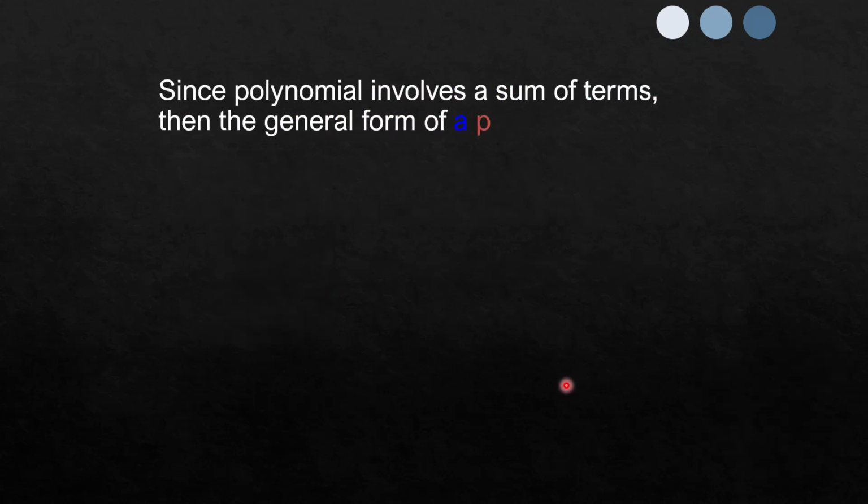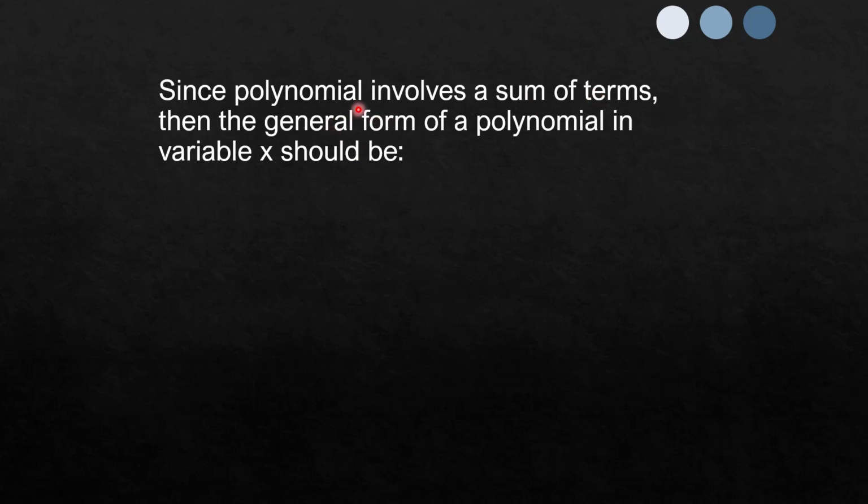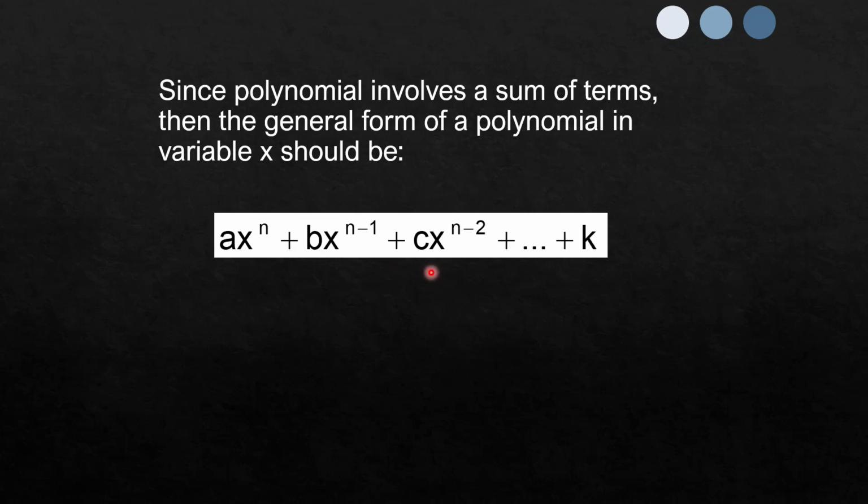Since the polynomial involves a sum of terms, you can see the general form, which will be like this. You have ax to the power of n plus bx to the power of n minus 1 plus cx to the power of n minus 2, and we can have so many possible terms here, and then the last term is the constant. n here is the highest power, and later it will be called the degree of the polynomial, and the next term will have power 1 less than the degree of the polynomial.